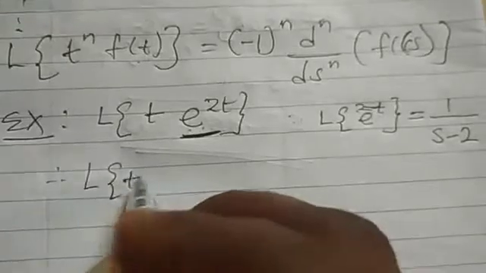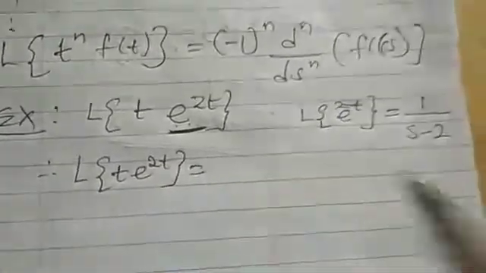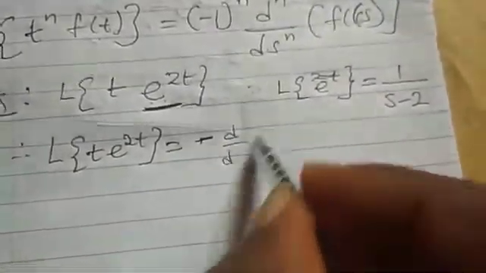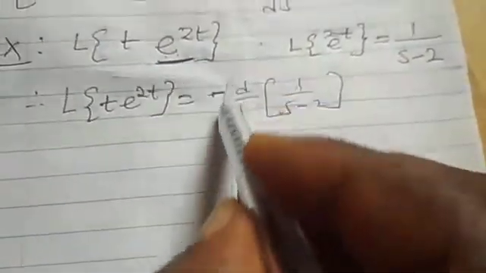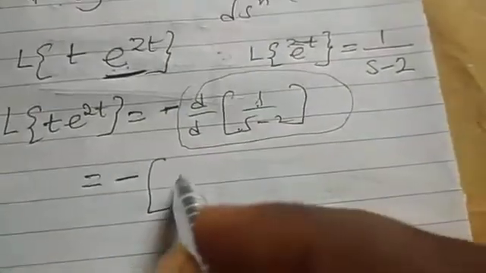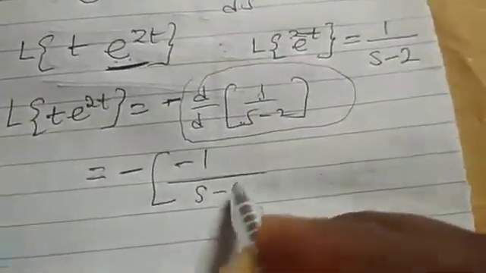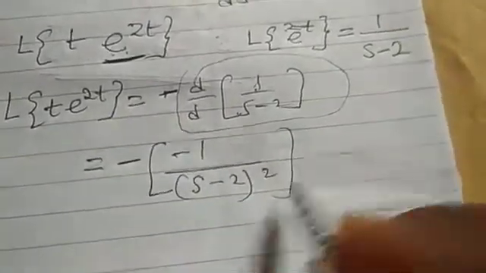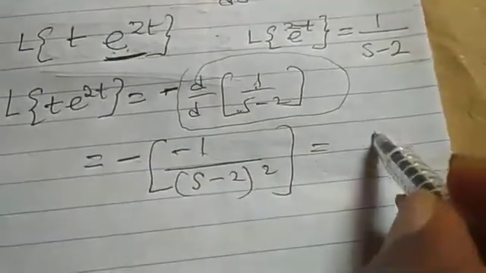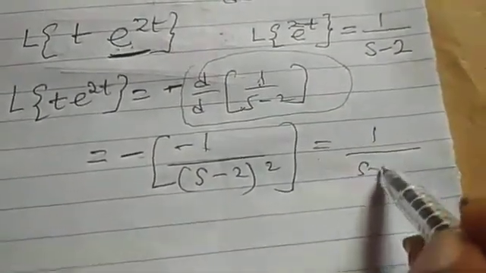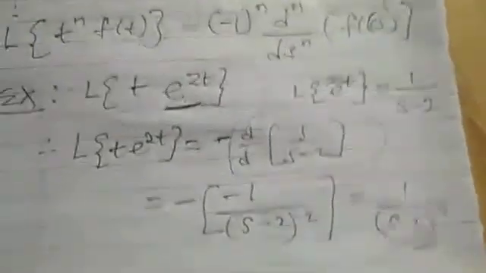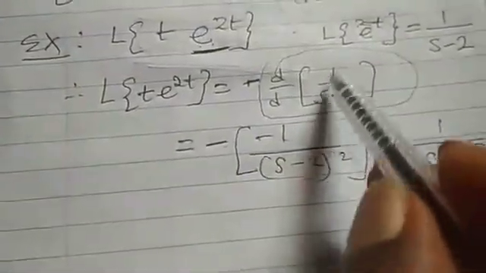Therefore, what the Laplace transform of t exponential 2t will give me, according to this formula, I will say minus d ds of 1 over s minus 2. That is, I will differentiate this. This is why I say you should go and learn how to differentiate. If I differentiate this thing now, I'm going to have minus 1 over s minus 2 squared. So minus times minus will give me plus. That will be 1 over s minus 2 squared. So you should go and learn this simple differentiation.